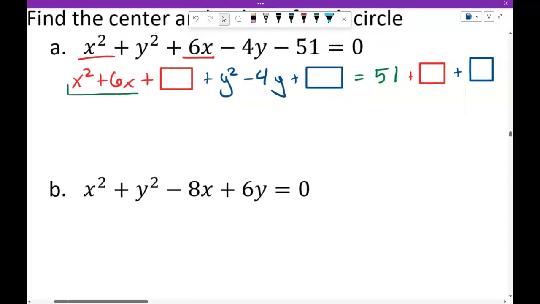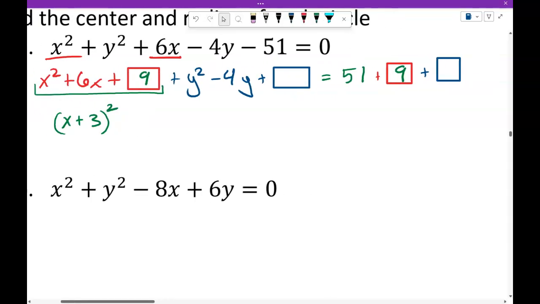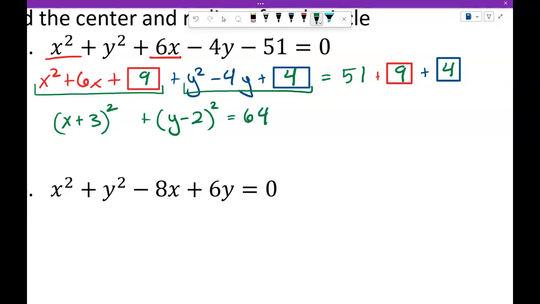Then what we do is complete the square separately on each part. x squared plus 6x, we add 9 to get our perfect square trinomial, so it factors to be x plus 3 squared. Since we added 9 on the left, we have to add 9 on the right. Then we look at y squared minus 4y. If we add 4, we complete the square so that it factors to be y minus 2 squared. And then we add the right side of the equation, we get 64. Now that we're in standard form, we can compare it to the formula for standard form to identify h, k, and r.